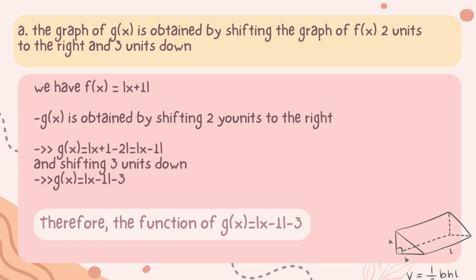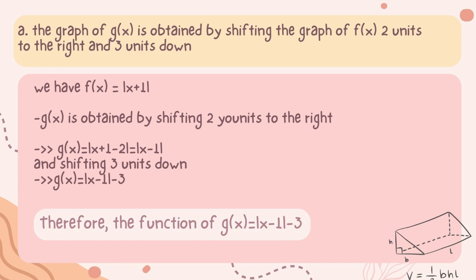Let's solve A. The graph of g of x is obtained by shifting the graph of f of x 2 units to the right and 3 units down. As mentioned, the main function is the absolute value of x plus 1, and g of x is obtained by shifting 2 units to the right, which gives this equation, and 3 units down, making the final equation g of x equal to the absolute value of x minus 1, minus 3.